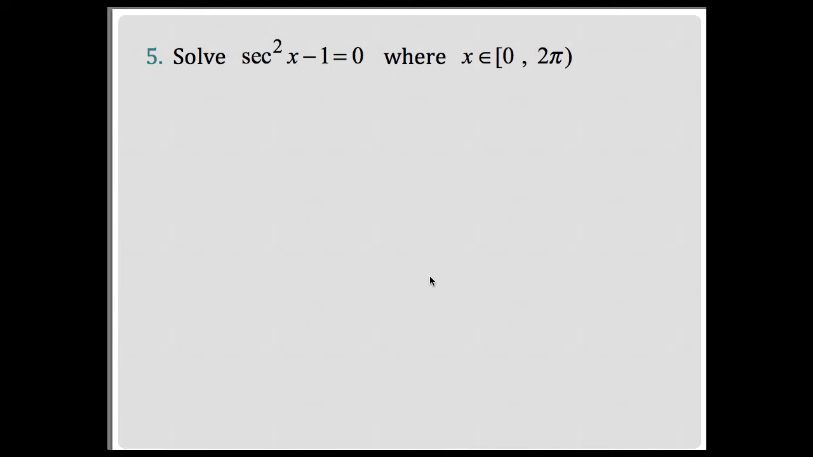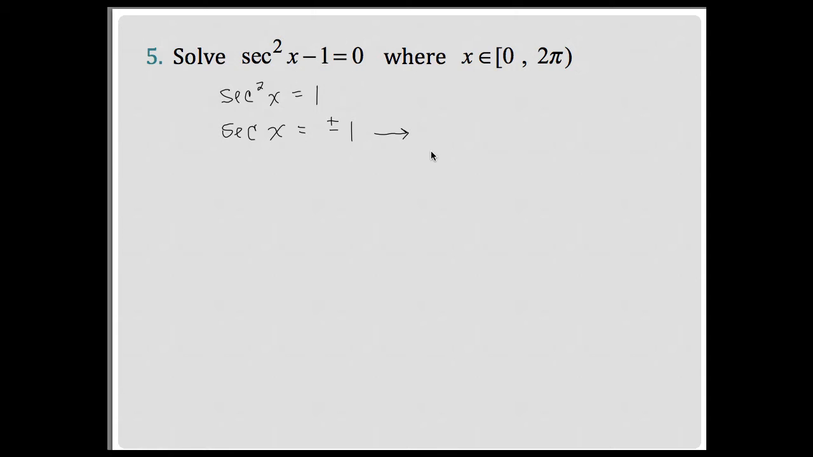All right, so let's do one that's a little bit trickier. Secant squared of x minus 1 has to equal 0. So if we go ahead and rearrange, we have secant squared of x equals 1. So if we take the square root of both sides, we do have to keep in mind the square root of 1 is both positive and negative 1.